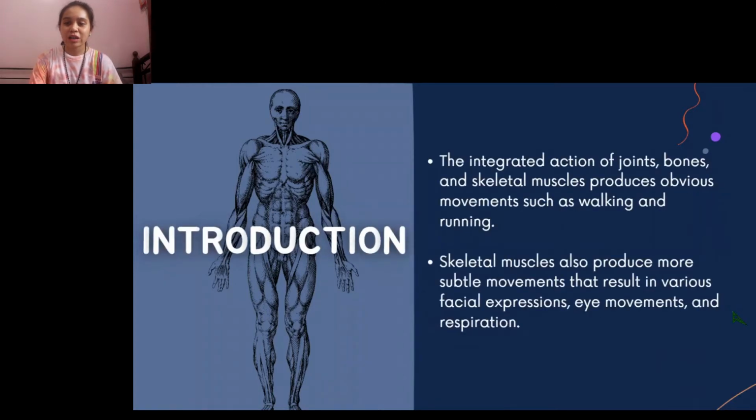The integrated action of joints, bones, and skeletal muscles produces obvious movements such as walking and running. Skeletal muscles also produce more subtle movements that result in various facial expressions, eye movements, and respiration.